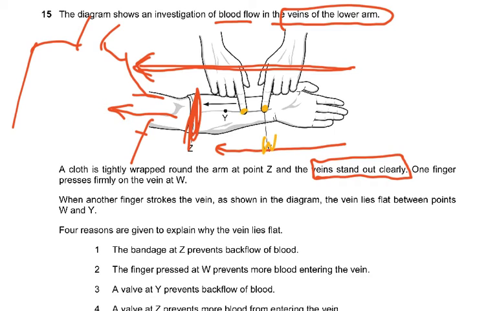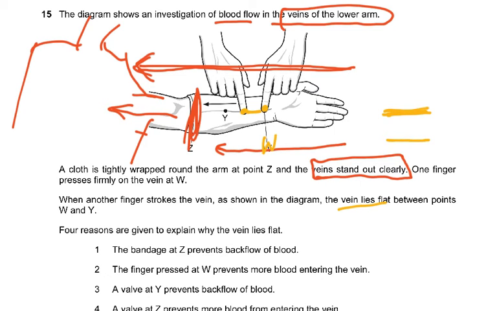So there's another point here. So you just put your finger. Actually, if you were in class, I would have done it with you on my arms. My veins stand out very clearly, and I do this experiment to show it to you. When another finger strokes the vein as shown in the diagram, the vein lies flat. Usually this would be a thick vein, but now there is just a thin line. It lies flat.